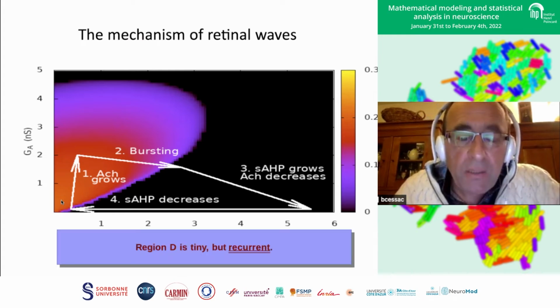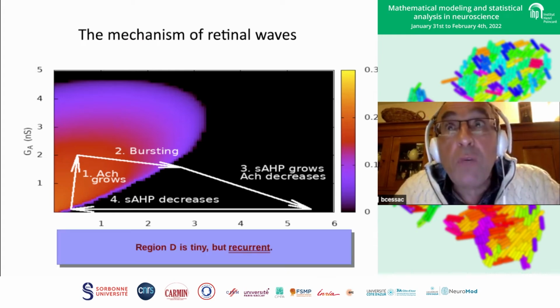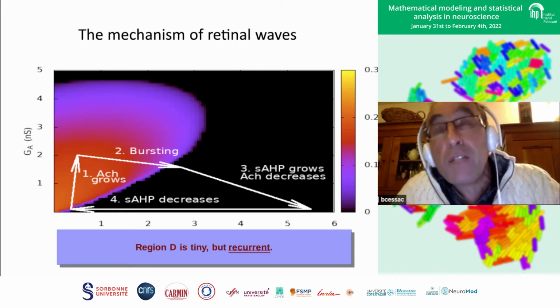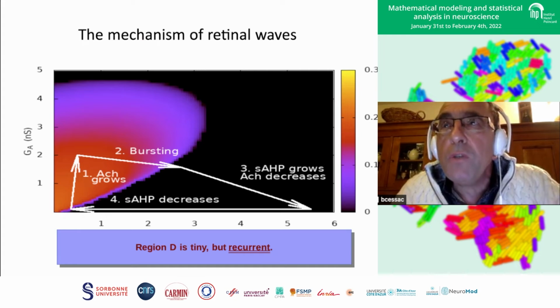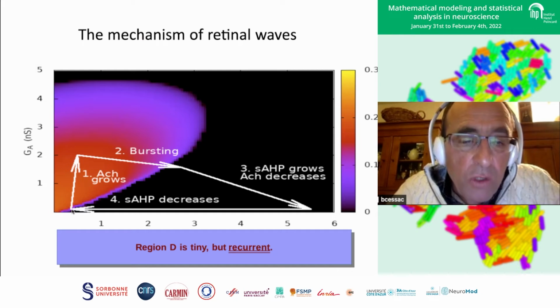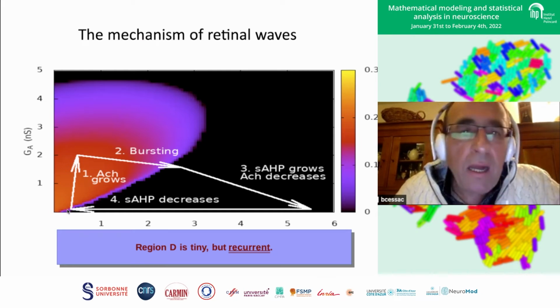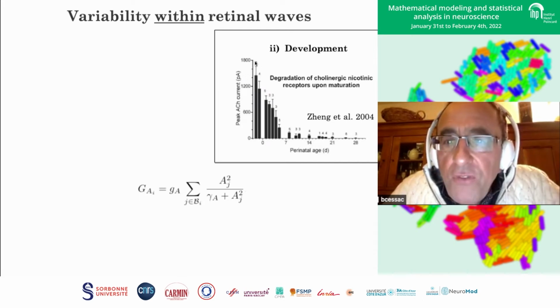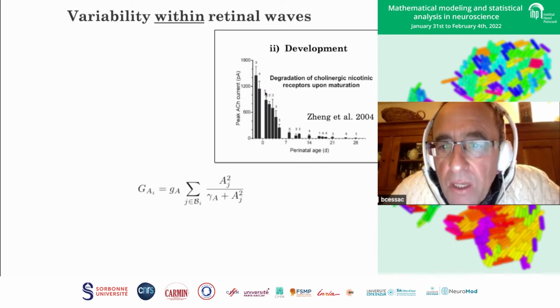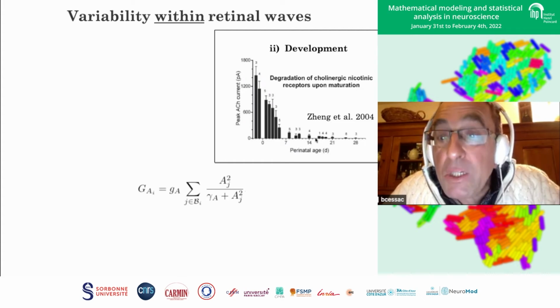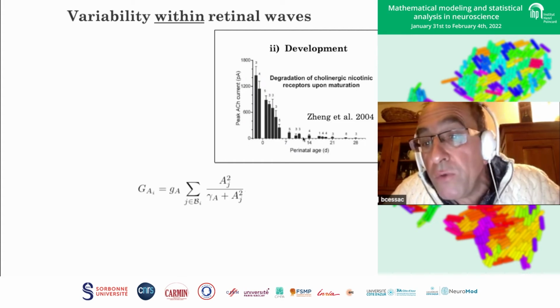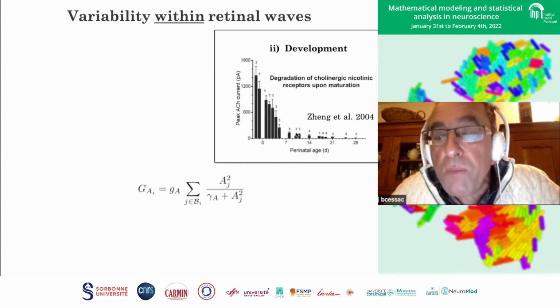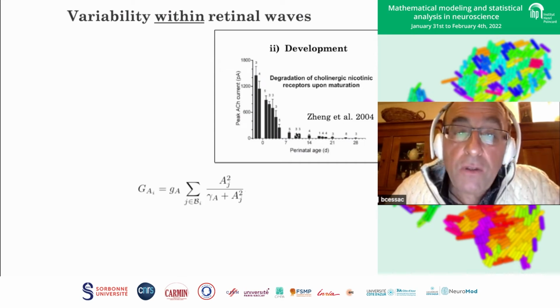And what you can show is that this region D, which was so tiny, is in fact recurrent. Part of the reason why it's recurrent comes from the parameters, but also from the fact that we have a power 4 in R, which means that we are always returning to a region where g_S and g_A are low. I can explain that in more detail later if you have a question. Now, I want to study an effect studied by Zeng et al., showing that the acetylcholine efficiency decreases during the evolution of the wave over a few days. So what will be the impact on the dynamics of waves?